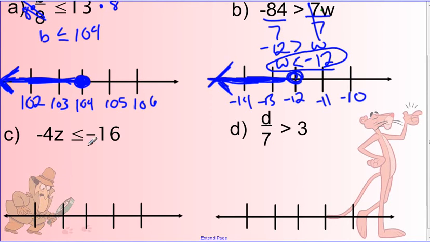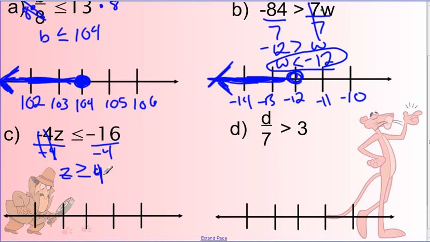So when we solve this problem, the first thing we're going to need to do is divide by a negative 4. We're dividing by a negative 4. As soon as you do that, in the middle of the problem, this inequality has to change. It's when you multiply or divide by a negative. And now this answer gives us a positive 4.